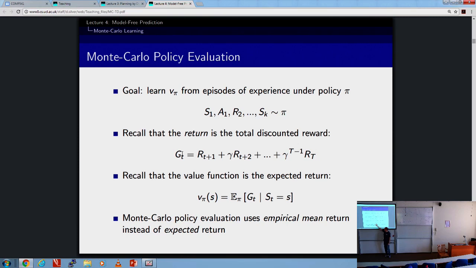So I'm trying to get the real expectation of return. Instead, I play 100 games, and for all the states I've seen, I update their values to reflect the average return from these 100 games that I have. Okay, so that's Monte Carlo.